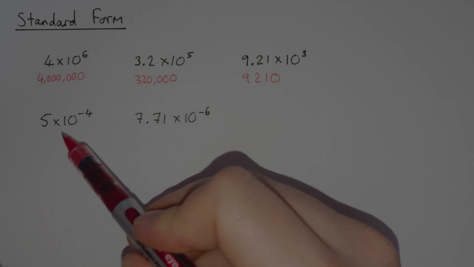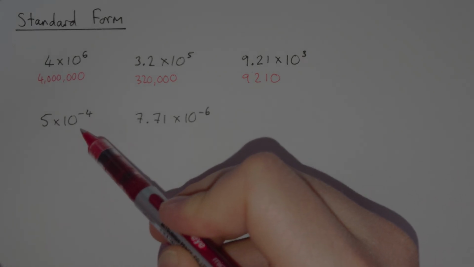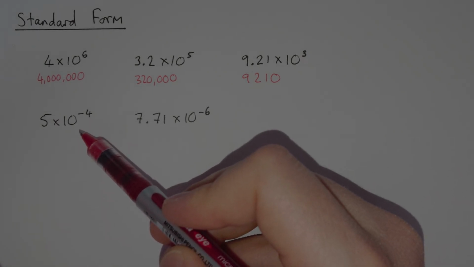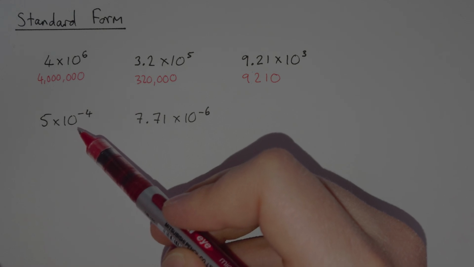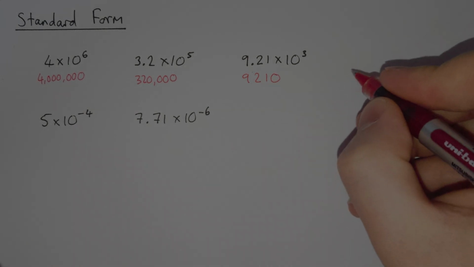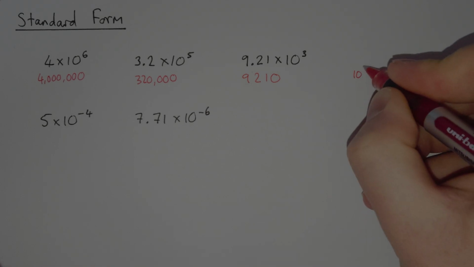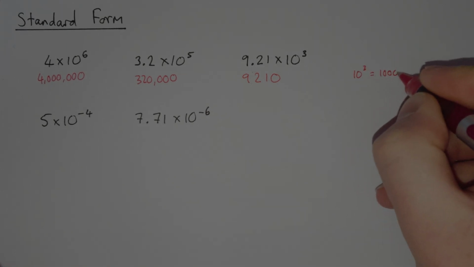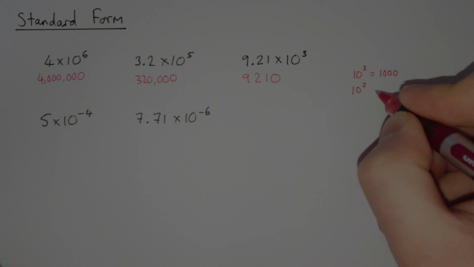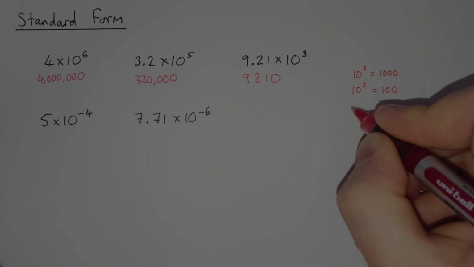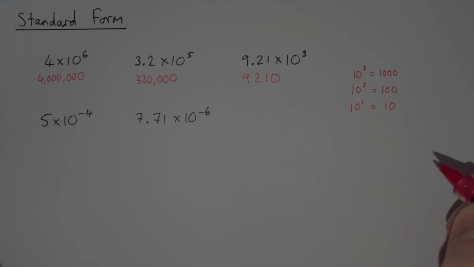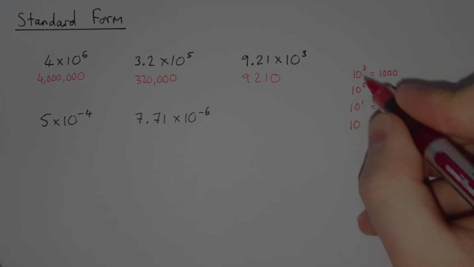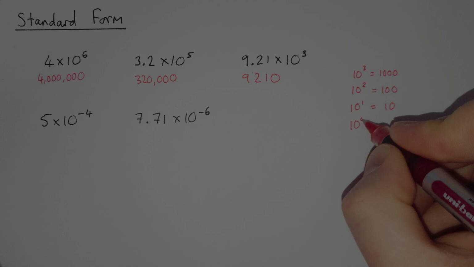Okay, this one here, 5 times 10 to the minus 4. Right, well, think about what negative powers do. They make fractions or decimals, don't they? Let's think about this for a moment. So we know things like 10 cubed is 1,000. We use that one here. You should know 10 squared is 100. 10 to the power 1, or anything to the power 1 is itself. The next one on the list, 3, 2, 1, will be 0.